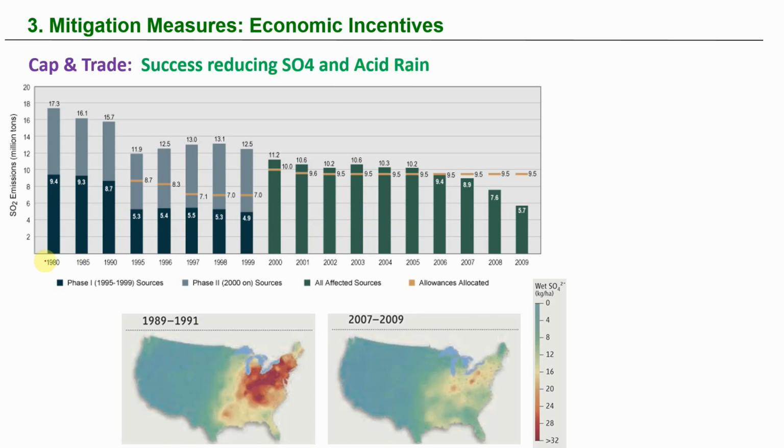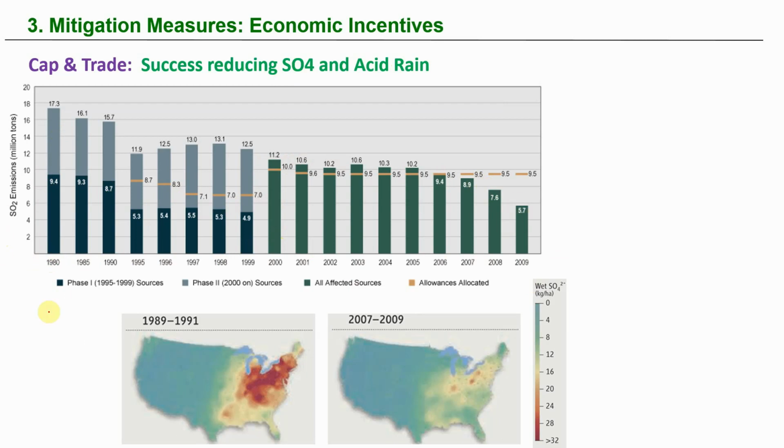Cap and trade had serious success reducing sulfur oxide and acid rain. So here we have going through time, and here the different colours relate to the different parts of cap and trade. So this was just straight restriction. At this point they started putting in actual cap and trade, and you can see both the pH and the amount of sulfur getting released into the atmosphere decreased.